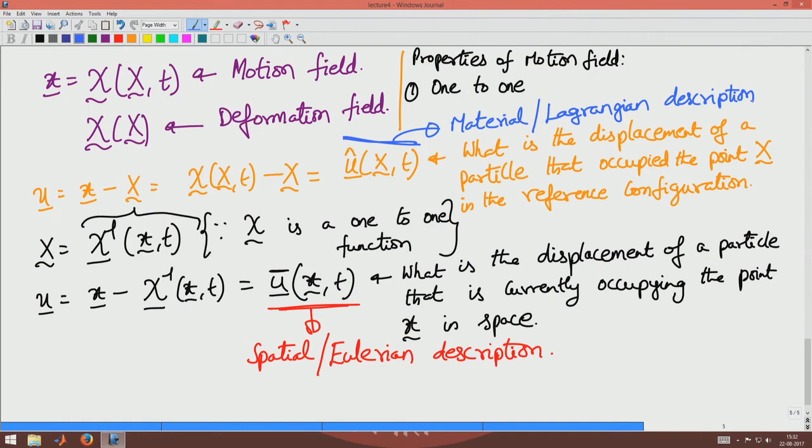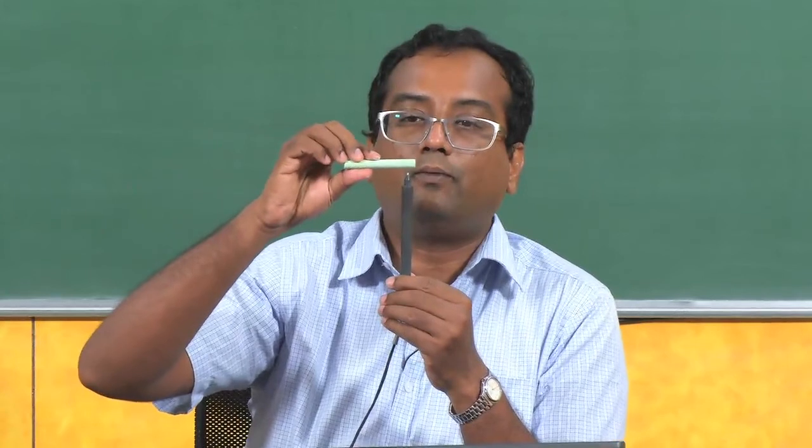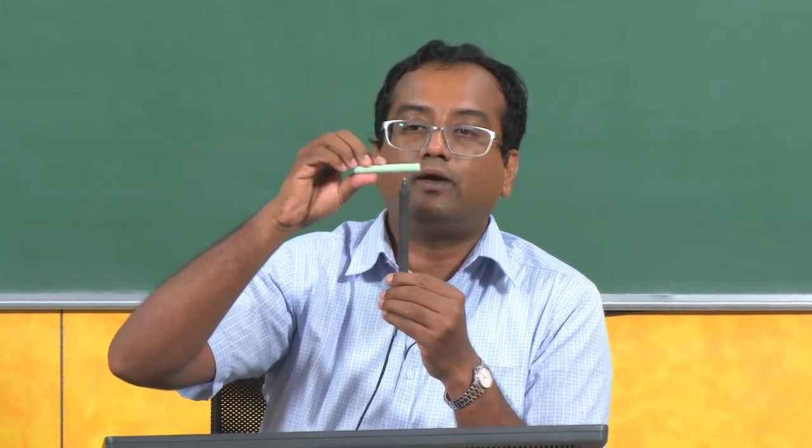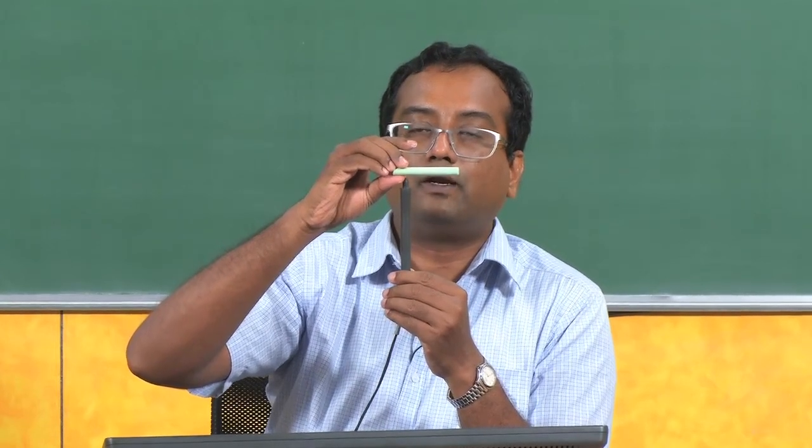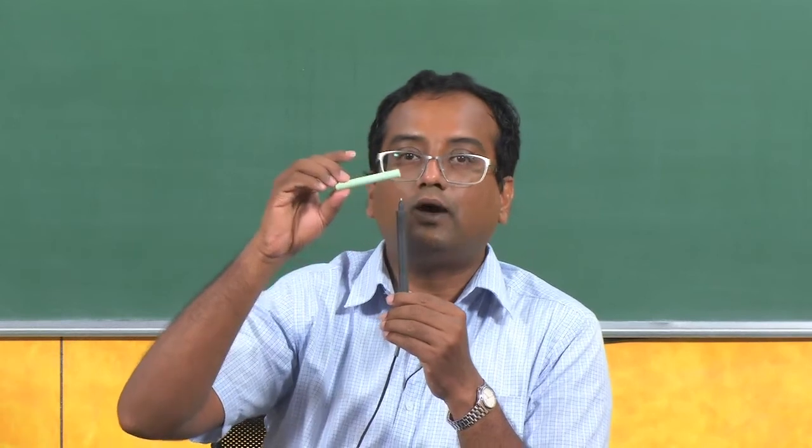Let us understand what this means. In a material description, you are following a particle in the body and how it is getting displaced, what is the displacement at different instances in time. On the other hand, if you have a spatial description, you are focusing on a point in space. Say I am focusing on the tip of this pen, and there is this chalk piece that moves on top of it. So, at different instances in time, different points of this chalk piece cross the observation point. So, they will have different displacements. So, this is what a spatial or the Eulerian description means.